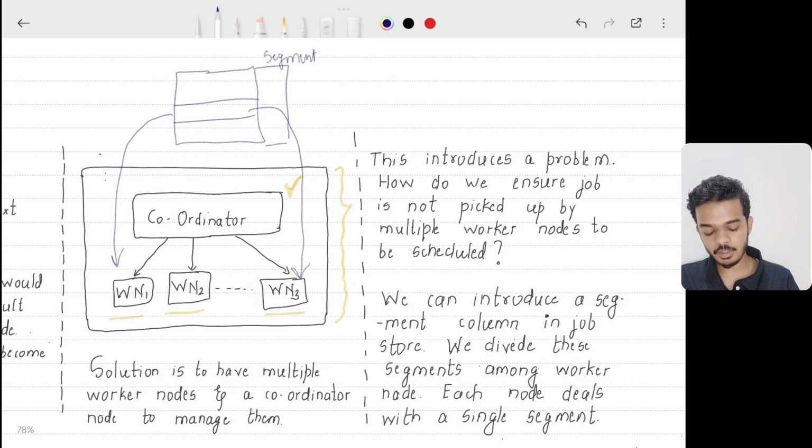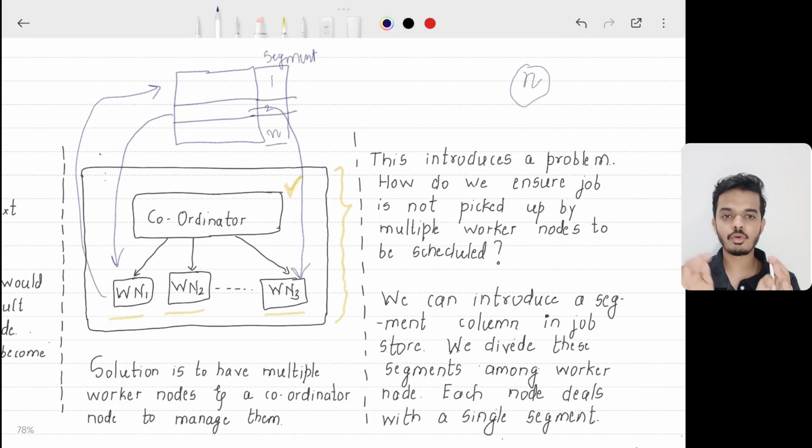And we'll number the jobs according to segments. So let's say we have n worker nodes, so we'll divide the jobs present in the schedule store into n segments. So 1 to n. Now each worker node picks a job from a specific segment only. So we'll map each worker node to a particular segment, and that worker node will pick jobs from that segment only. So this is how we can ensure that the job is not being picked at the same time by two different worker nodes. Okay.